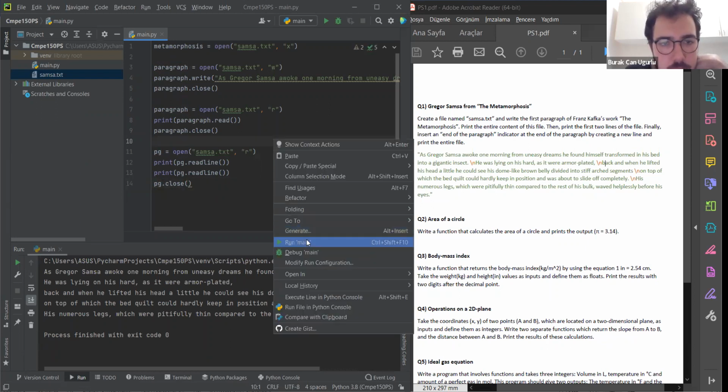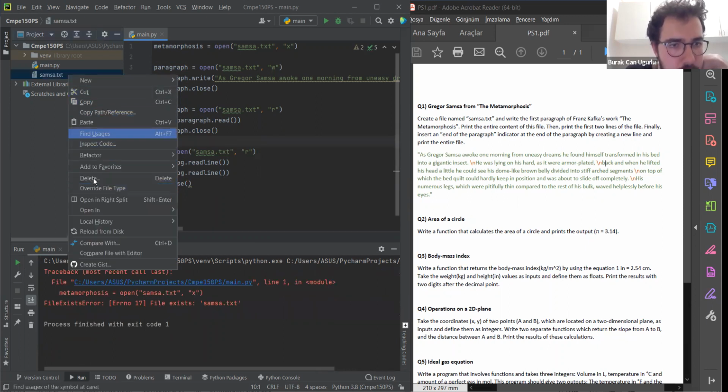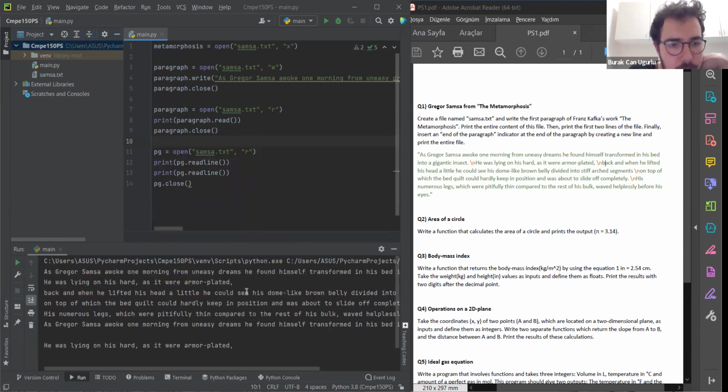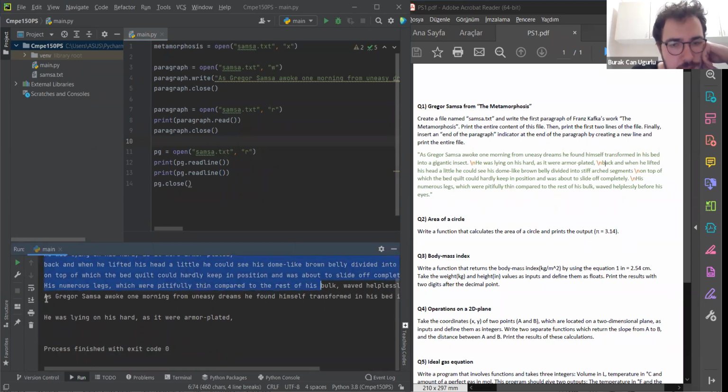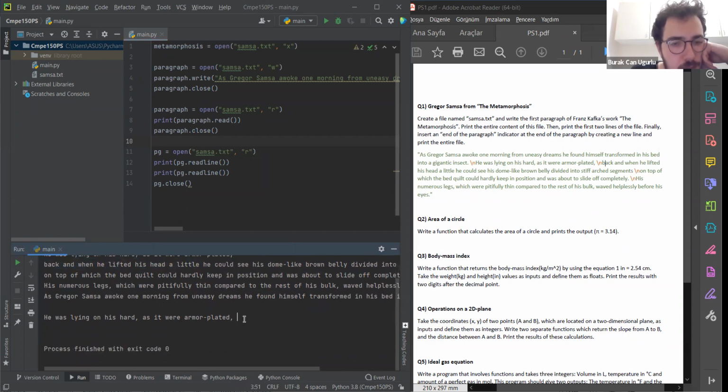So I will run it again. Sorry, okay, someone says existing, so I should delete it. And I can run it again. So as you can see here, we have first printed the file, and then the lines are printed line by line. The first line starts with "As Gregor Samsa awoke one morning," and so on, and the second line is "He was lying on his back as it were armor plated," and so on and so forth.